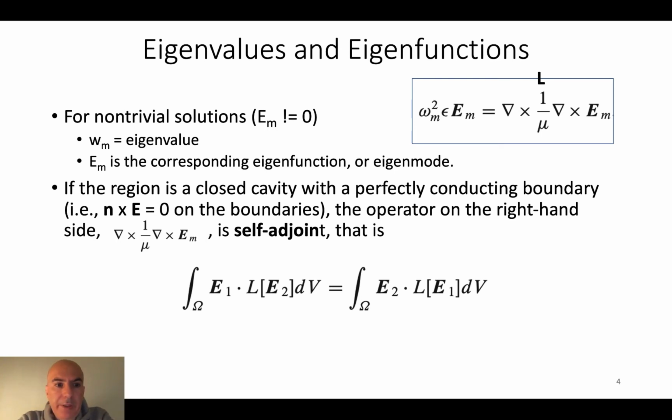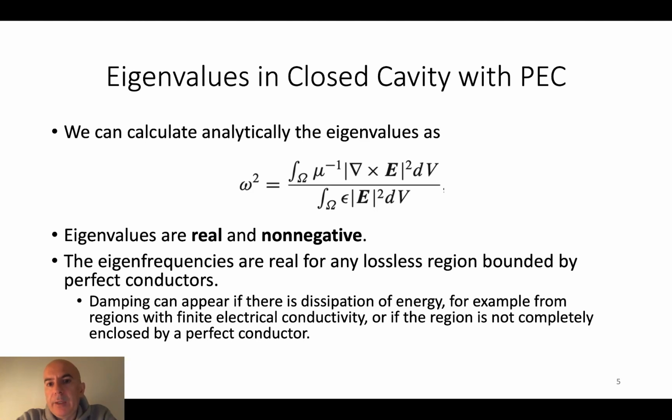Then the operator on the right-hand side, what we call L, this curl operator, is self-adjoint. When an operator is self-adjoint, this expression holds. So we have E1 and E2, where E1 and E2 are two eigenfunctions, and then we have an integral over a certain volume that describes our inner product in the function space. If this expression holds, the operator L, that is curl, is called self-adjoint. We can calculate analytically the eigenvalues as follows. There is a derivation in the textbook.